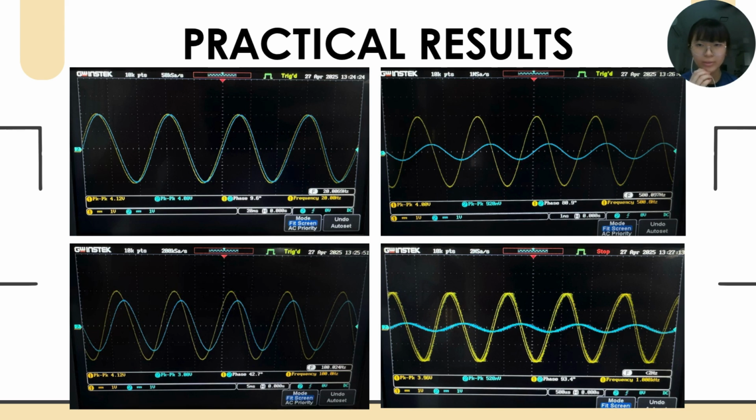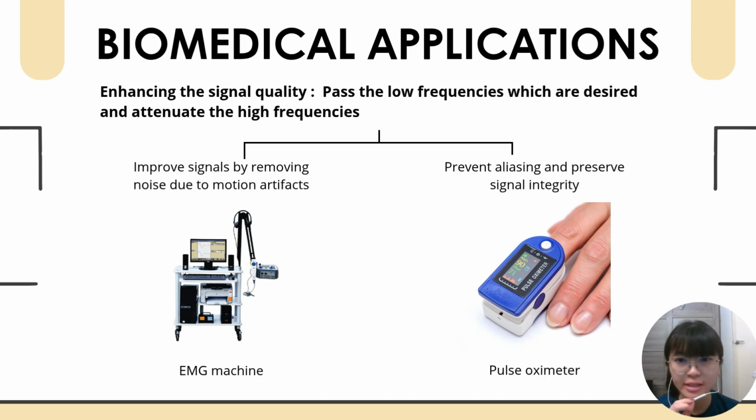From the oscilloscope, we can see that as we adjust the frequency from 10 Hz until 1 kHz, the peak-to-peak voltage of the output signal has been decreasing and the lagging phase shifting has been increasing. Passive low-pass filter can enhance the signal quality by passing the low frequencies which are desired and attenuating the high frequencies. So they are widely used in EMG machine and also the pulse oximeter.